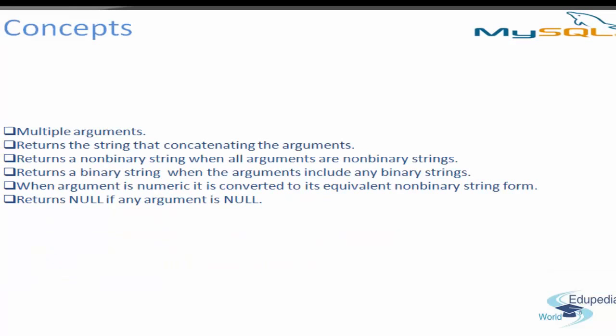Okay, so moving on to the concepts of MySQL, there may be one or more arguments that are involved. It returns the string that results from concatenating the arguments. It returns a non-binary string if all the arguments that are participating are non-binary strings. It returns a binary string if the arguments include any binary string. If the argument is numeric in nature, it is converted into its equivalent non-binary string form. And finally, it returns null if any of the arguments is null.